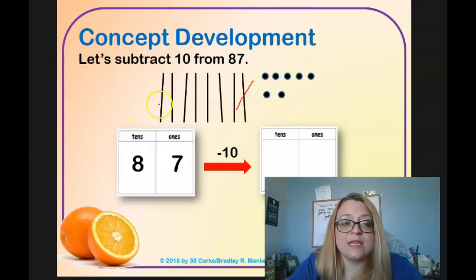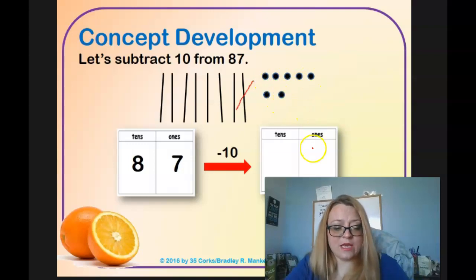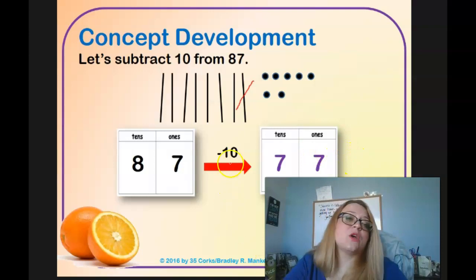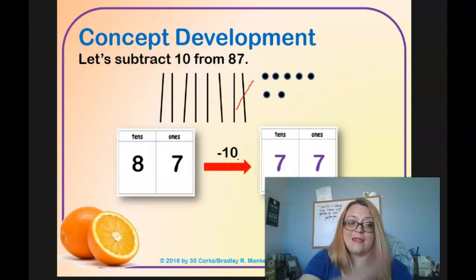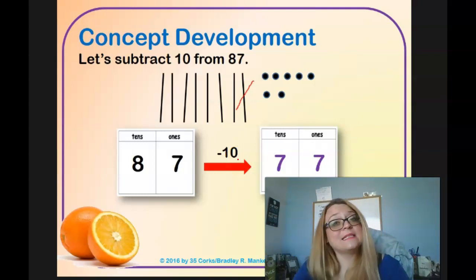So now count your tens. 1, 2, 3, 4, 5, 6, 7. So 7 would go here. Your number should be 77. So 10 less than 87 is 77.